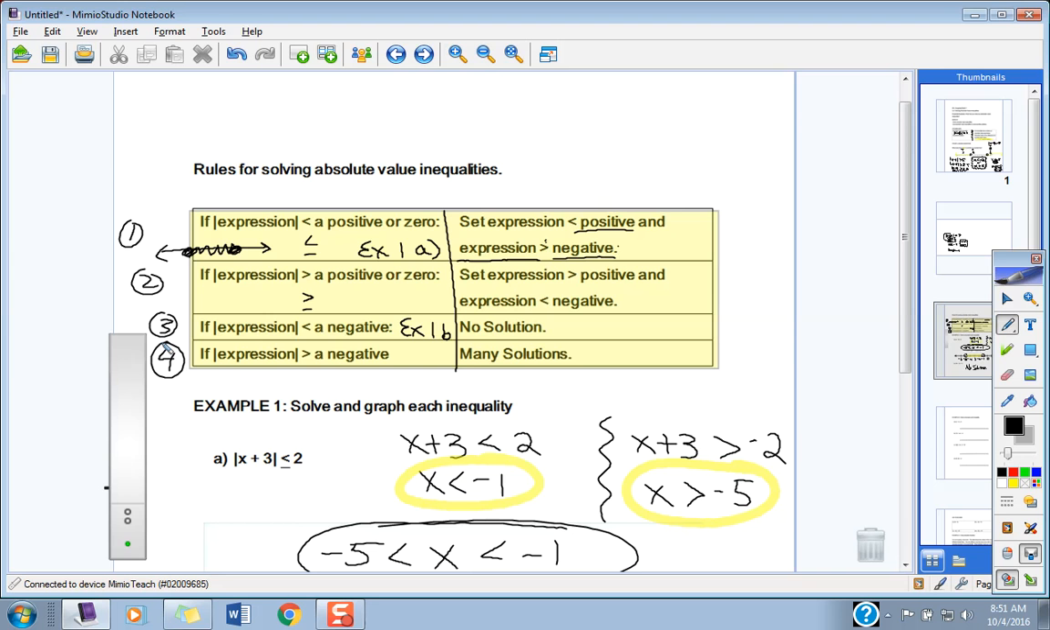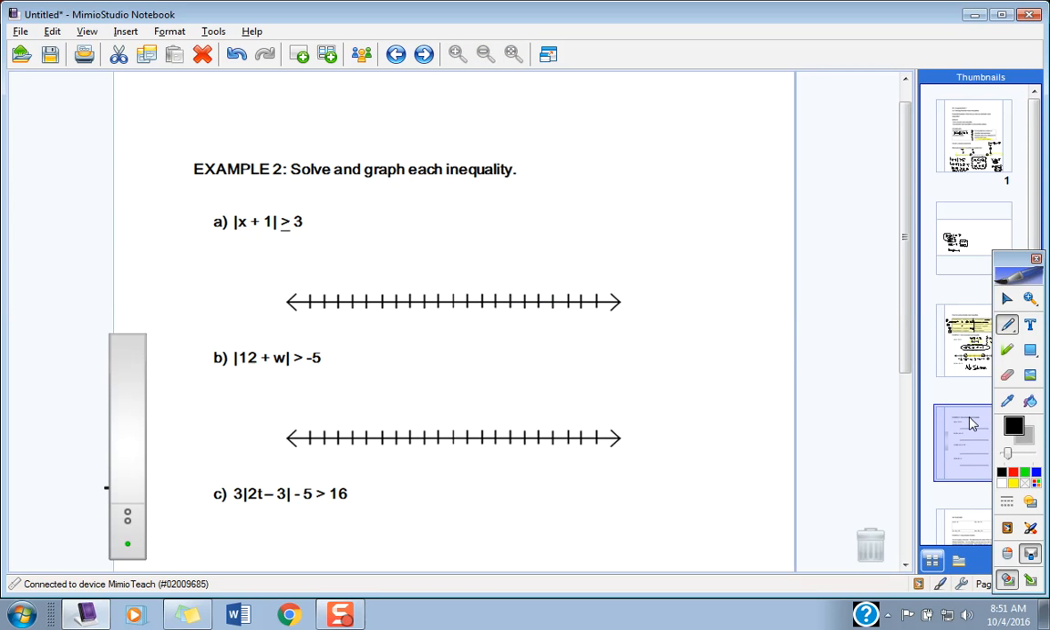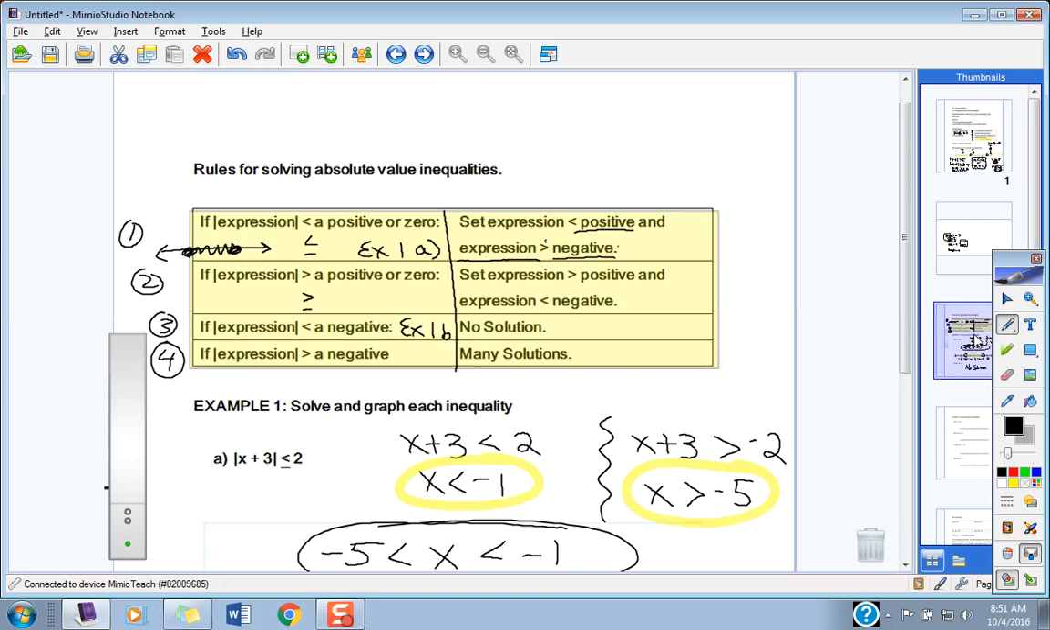Got it, Kirsten? Okay. Absolute value of expression, I agree, we have that. We're comparing it to a positive. What kind of sign do you have between here? Is it a greater than sign or a less than sign? Greater than sign. So, Kirsten, which one of these is going to have a greater than sign? Second. So we want to use rule number 2.